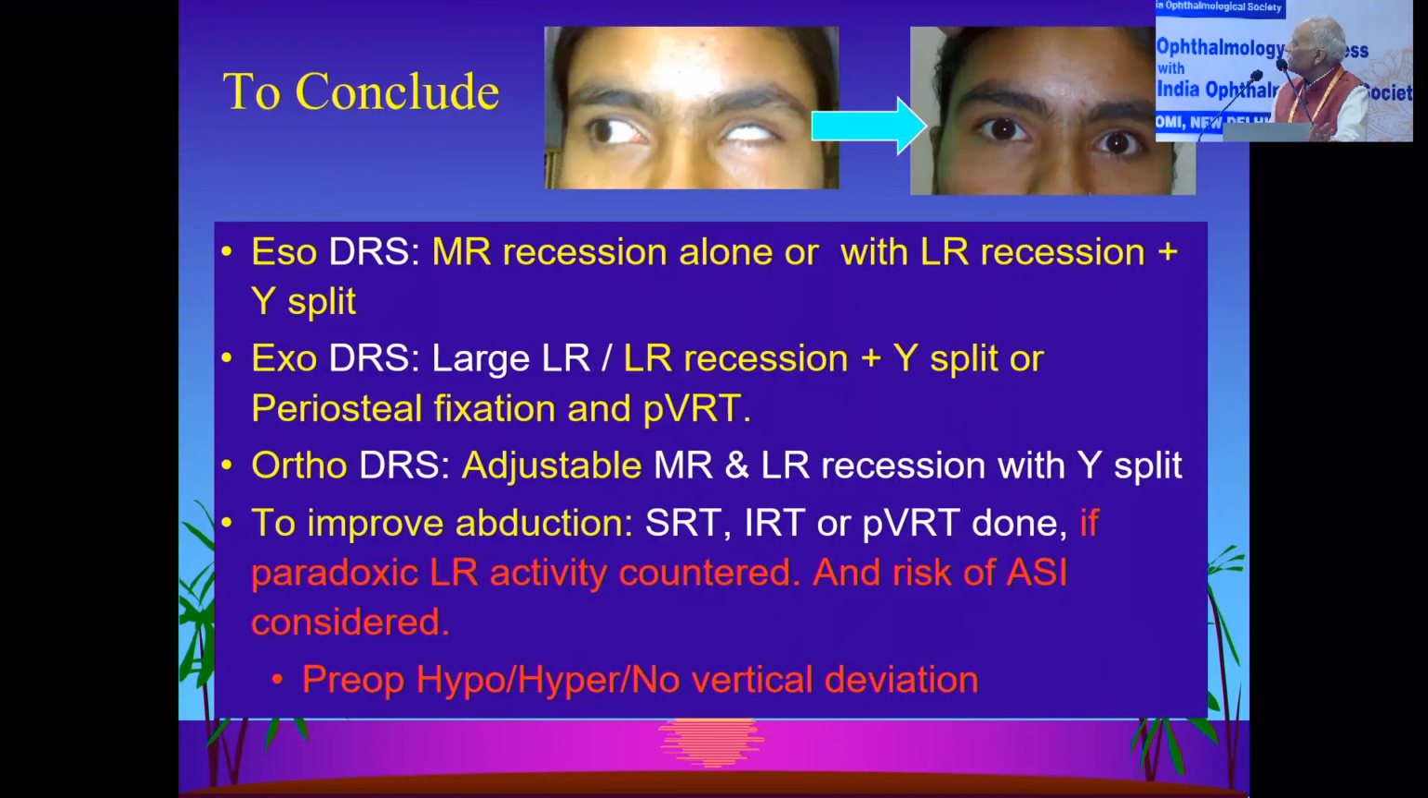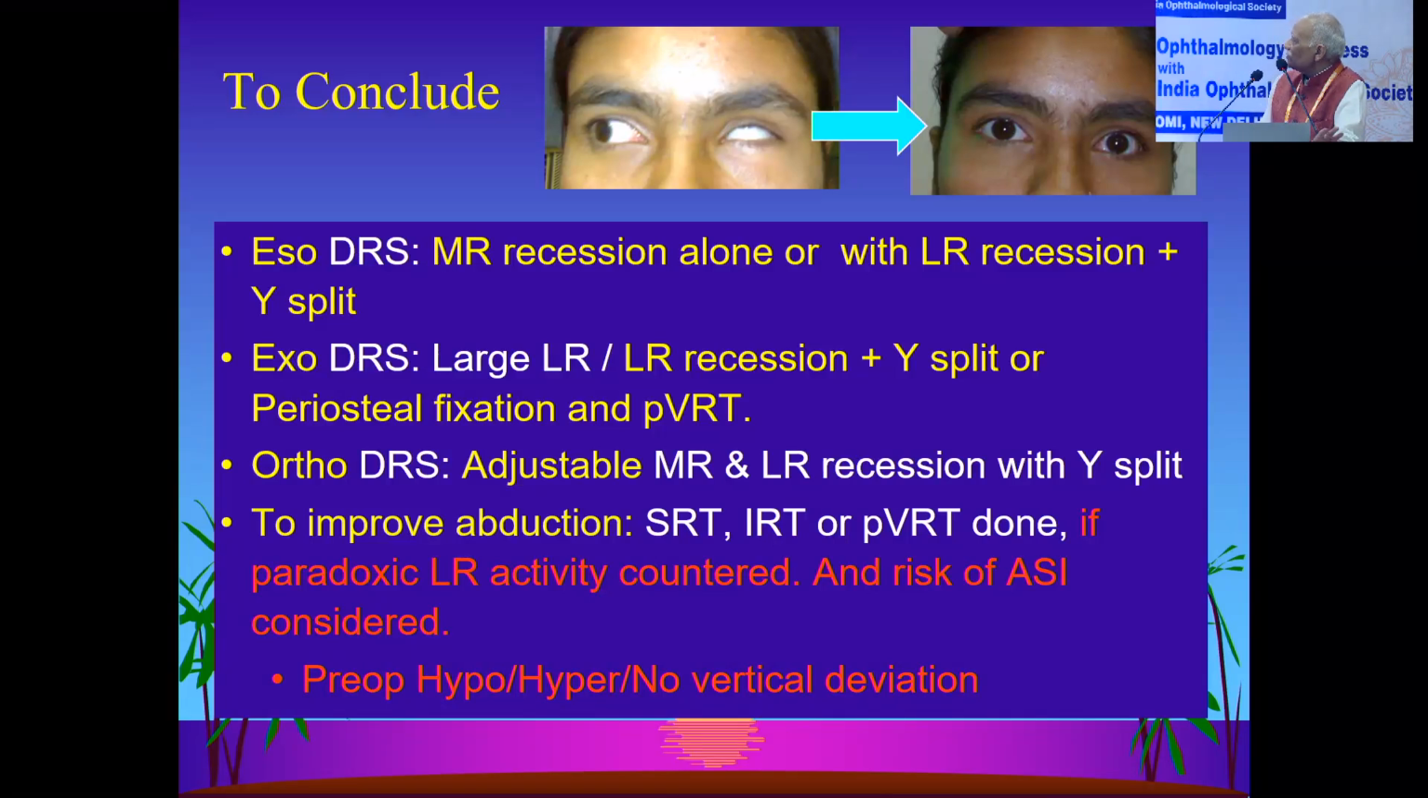ISO DRS, MR recession alone, or MR recession with LR recession with Y split, depending upon the severity of co-contraction. Exo DRS cases, large LR recession along with a Y split, or if there is no LR activity, then you can do a periosteal fixation for very severe exo DRS cases. And abduction you can improve by partial VRT.